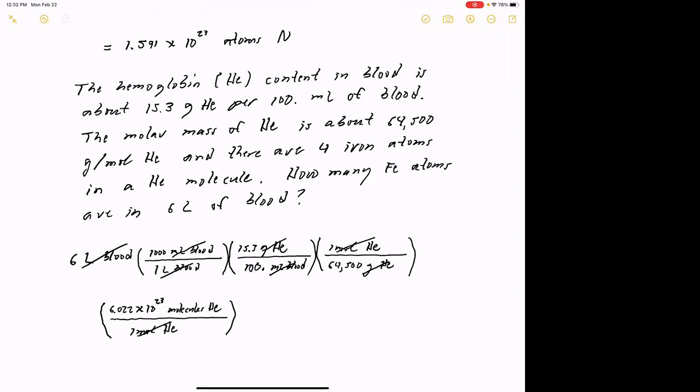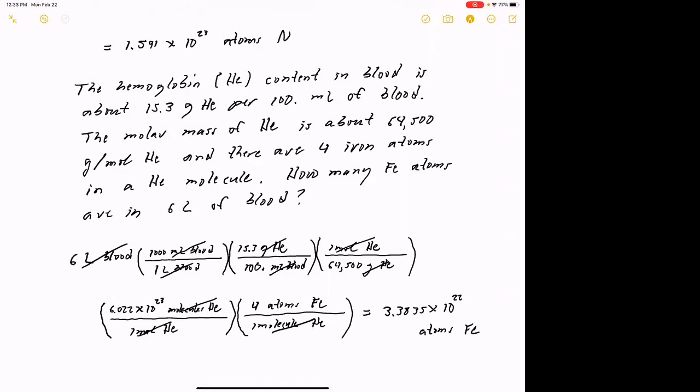Well, now I want to get to iron atoms, right? And I have a conversion for that. I know that for every molecule of hemoglobin, which I'll put on the bottom, I have 4 iron atoms, right? So now molecules of hemoglobin should cancel with molecules of hemoglobin. And now if I do my math, I end up getting way more sig figs than I need. It's like 3.3835 times 10 to the 22nd atoms of iron.